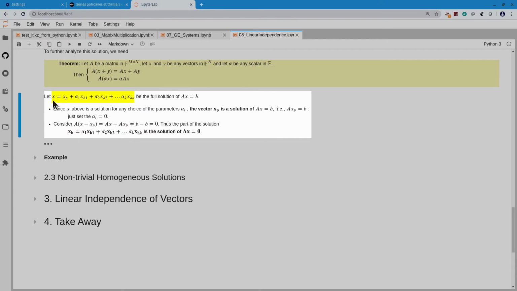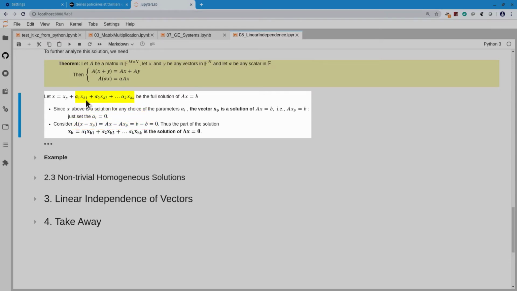A applied to x, therefore, is b, since x is a solution. If I set all the free variables equal to 0, then xp is also a solution. So A times xp must equal b. And now let's look at what happens when I look at the difference, A applied to x minus that vector xp. By my theorem above, that's just Ax minus Axp. And Ax, since x is a solution, that's b. xp is a solution, that's also b. And so A applied to x minus xp is equal to 0.